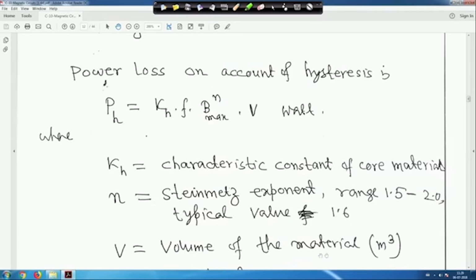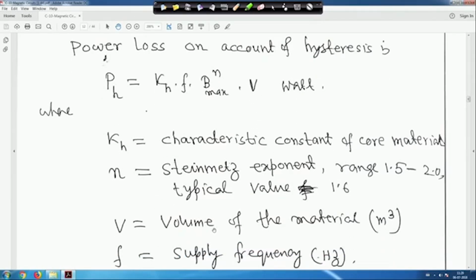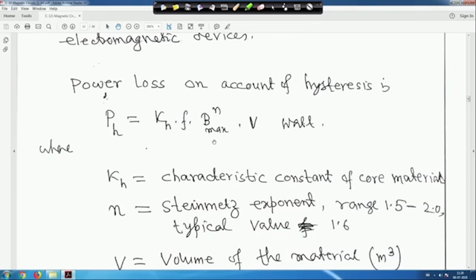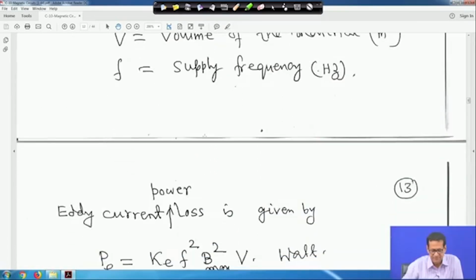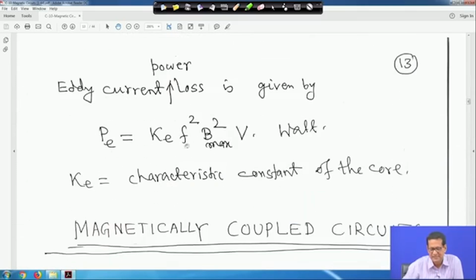And V is equal to the volume of the material in meter cube. F is equal to the supply frequency in hertz. This is the formula for the hysteresis loss, right. Similarly, the eddy current power loss is given by Ke f square Bmax square into V watt. For some materials it can be derived, but we are not giving the derivation here; just keep in mind that it is Ke f square Bmax square into V watt. Ke is the characteristic constant of the core, right.